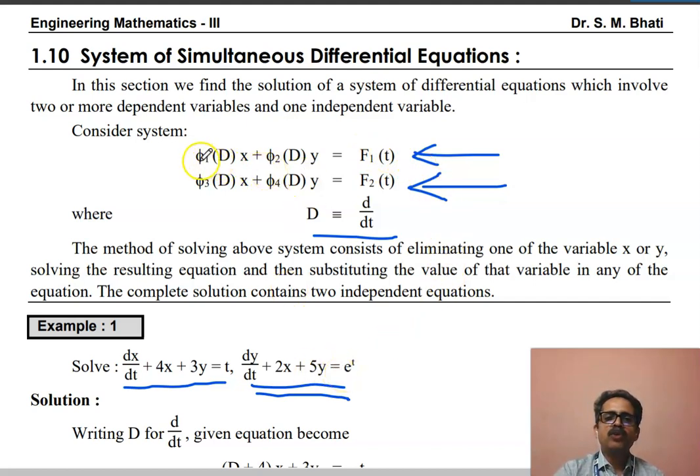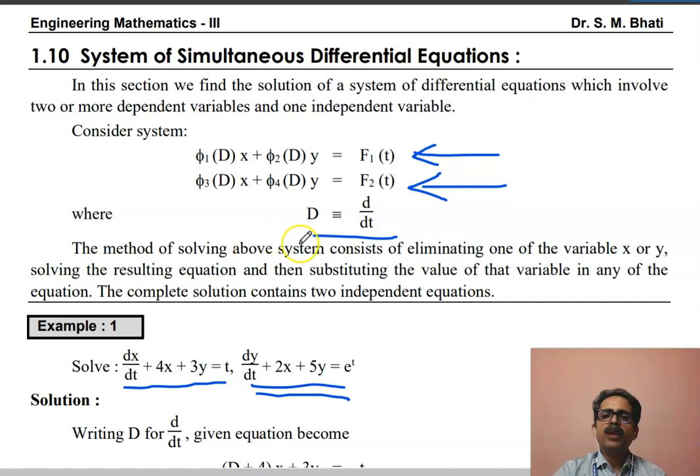So when you do this, you can write down equations in the system of the simultaneous differential equation in this form. Function of D acting on x plus some other function of D acting on y equals some function of t. Same explanation can be given for the next differential equation. So this actually forms system of two simultaneous differential equations. And what will be the solution? Solution contains two independent equations, particularly value of x in terms of t and value of y in terms of t.